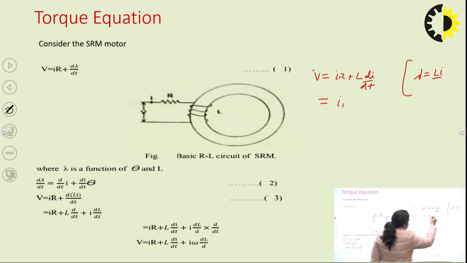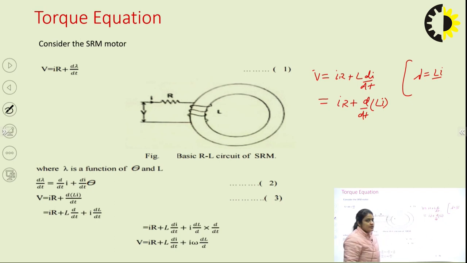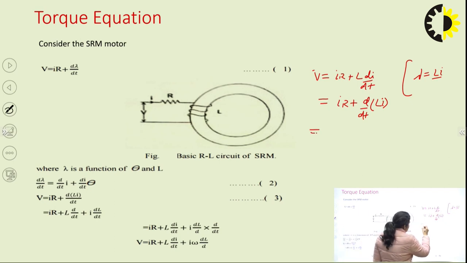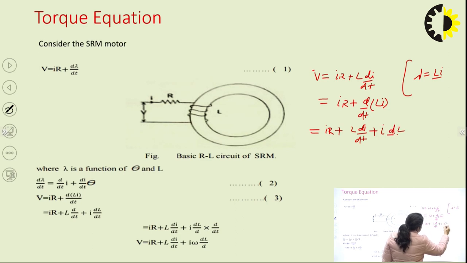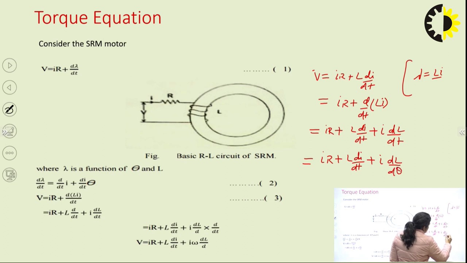Or you can say IR plus d(Li)/dt, because L is also variable. Both L and i are variables, you cannot take L outside because it's not a constant, right? So this can be written as IR plus L di by dt plus I dL by dt, right? In a similar way, it can be written as L di by dt plus I dL by d theta multiplied by d theta by dt. You can write equation 1 in this way also.